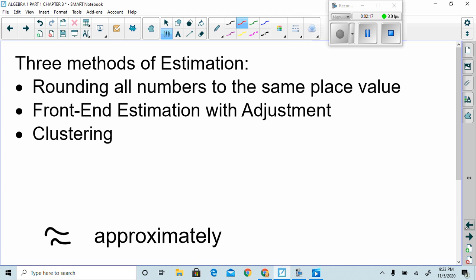We're going to investigate 3 methods of estimation: rounding, front-end estimation with an adjustment, and clustering. And you see at the bottom of the screen here the symbol for approximation. We know equal is the solid 2 lines. Well, here these are a little wavy because it's approximately equal to.